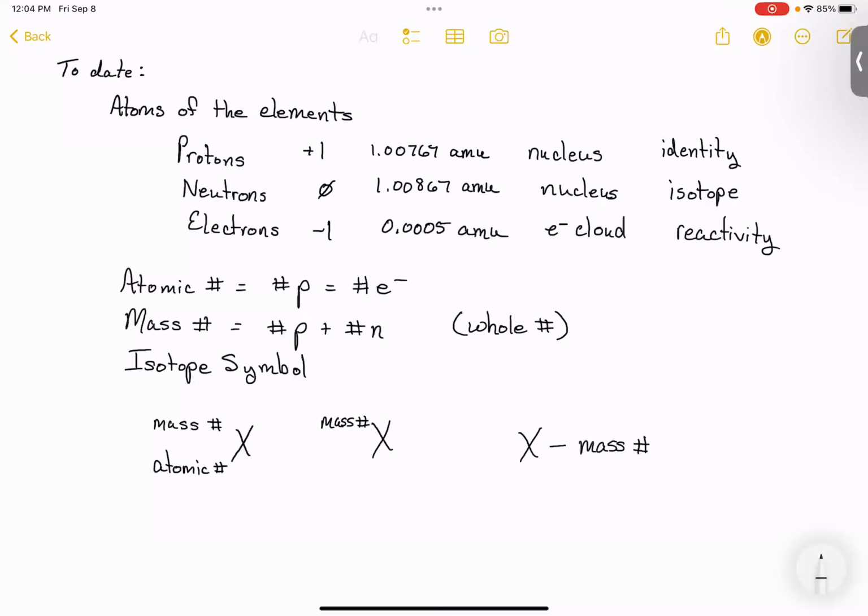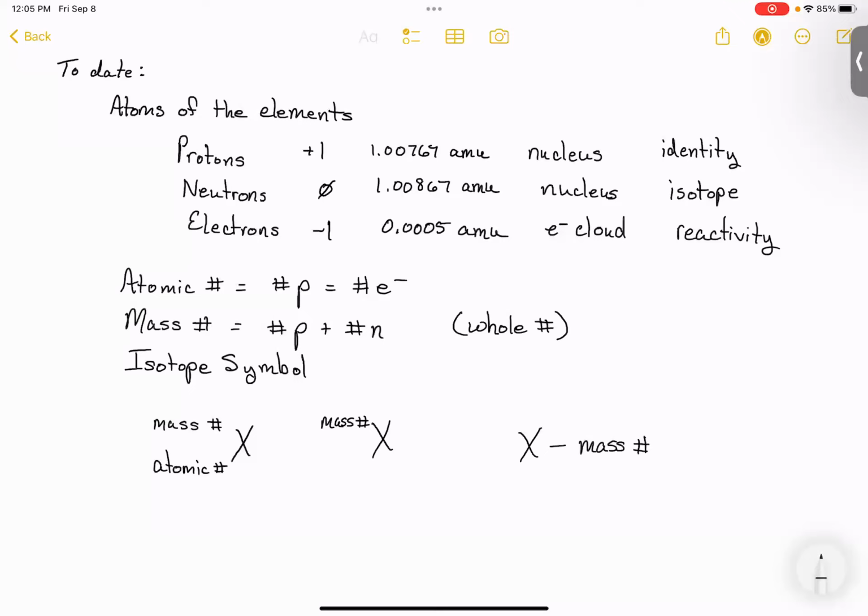And we also talked about the mass number. The mass number is a whole number. It is the number of protons plus the number of neutrons. And because protons are counted, neutrons are counted, and since you can't have a half of an item, that's why it is a whole number.